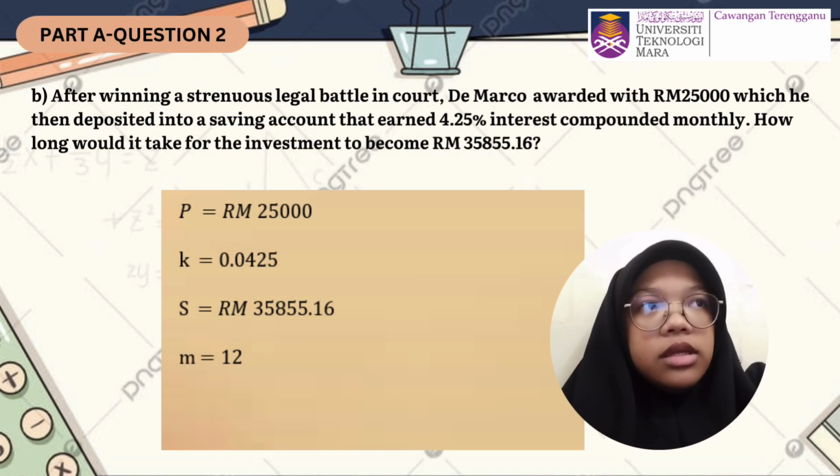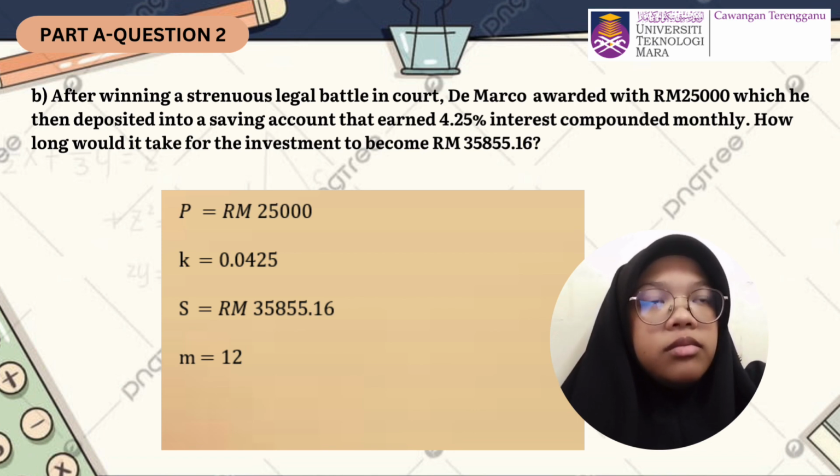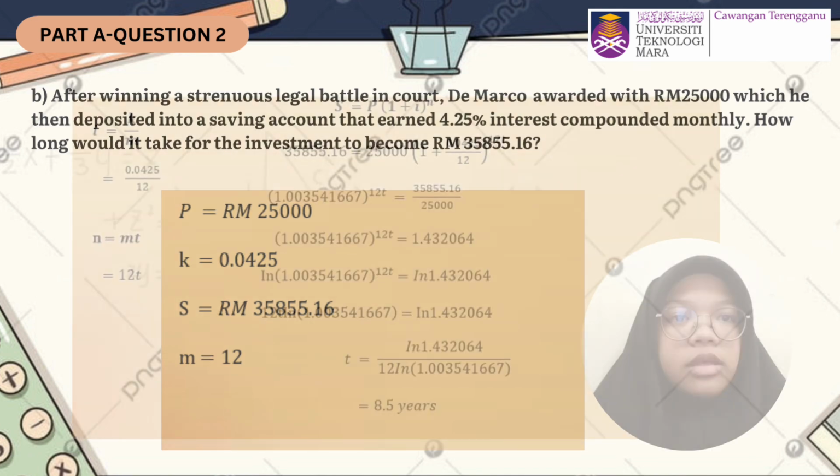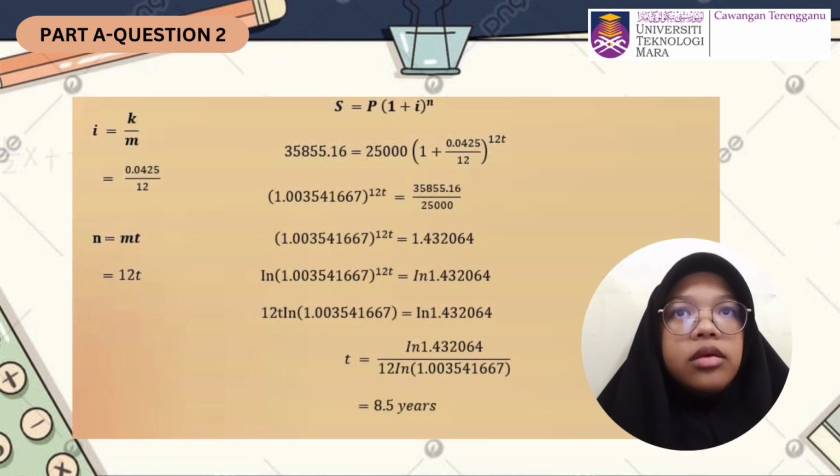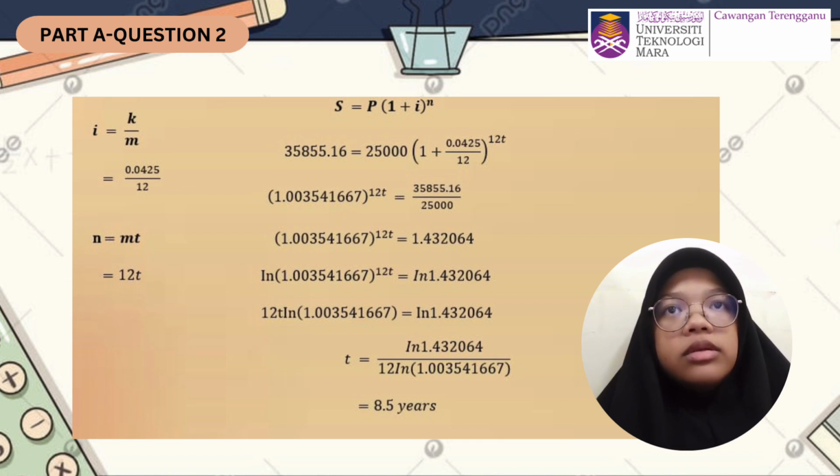The next question, we need to find how long it will take for the investment of DeMarco to become RM 35,855 and 16 cents. Let's move to the solution. The first step is we will need to find i. To get the i, we will use the formula i equals r over m, and we will get 0.0425 over 12.